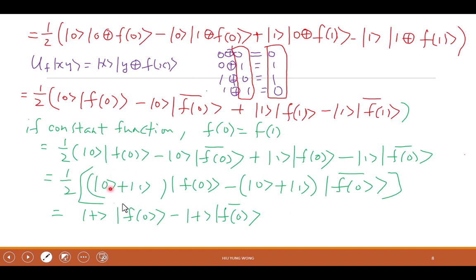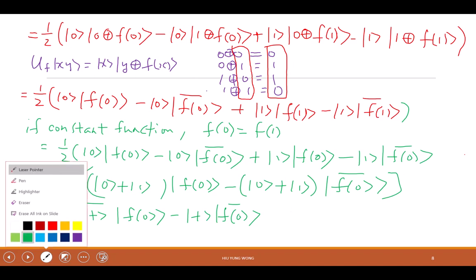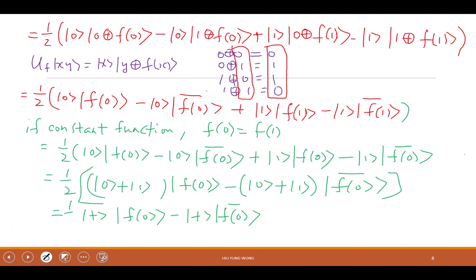I say something wrong, right? I still need to keep 1 over square root 2 outside. Sorry, right? So I only take 1 over square root 2 into here. Then I get 1 over square root 2, 0 plus 1. 1 over square root 2, 0 plus 1. Then I have both 0, right? And what does this give me? I further factorize it. I have plus at the beginning. So this is plus times f of 0 minus f of 0, the whole thing.